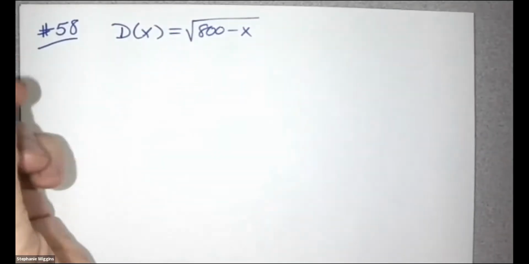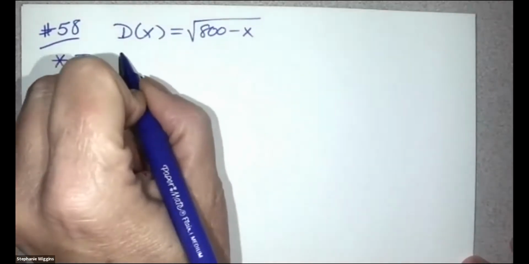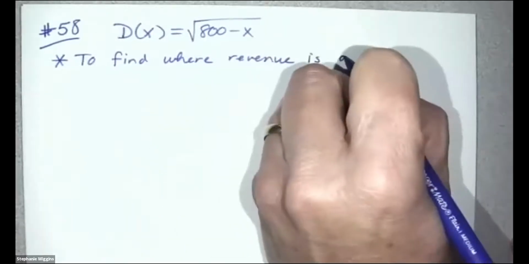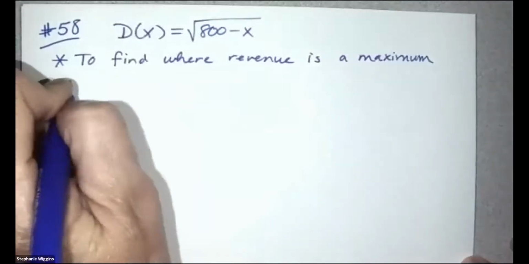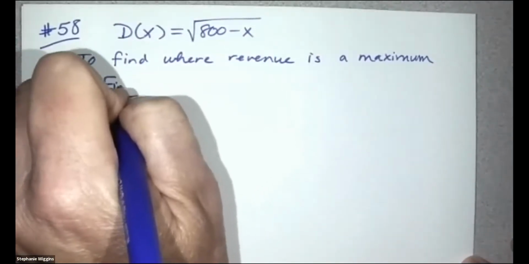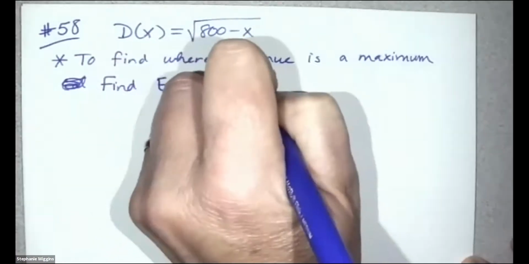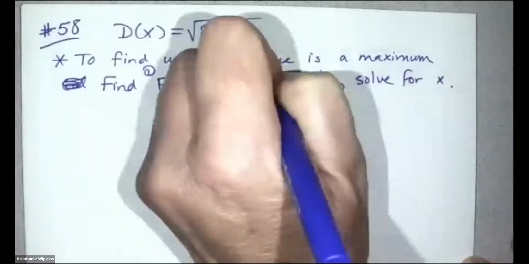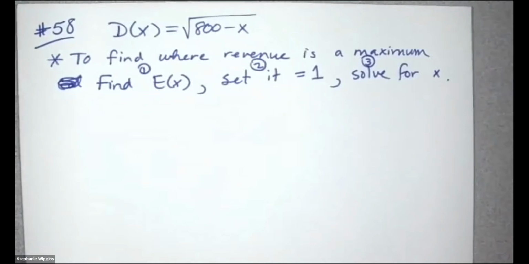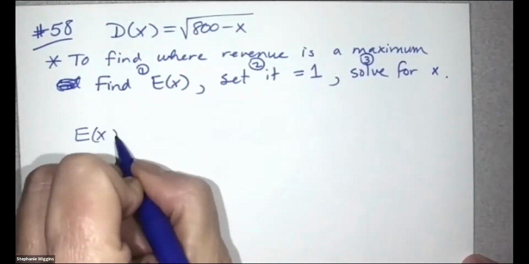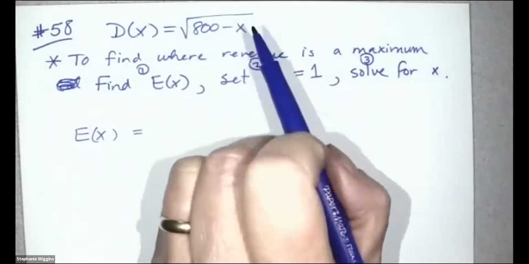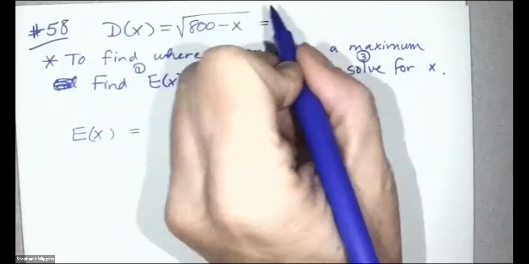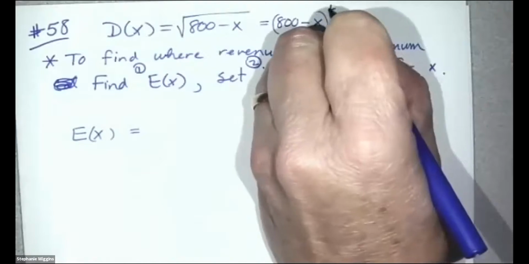So I'm just going to belabor this point. I'm going to say find e of x, set it equal to 1, solve for x. Those are the 3 steps. Okay? So e of x is equal to, now you want to think of this again, always whenever you see square roots or x's in the denominator, raise it to a power. So this is 800 minus x raised to the 1/2 power.